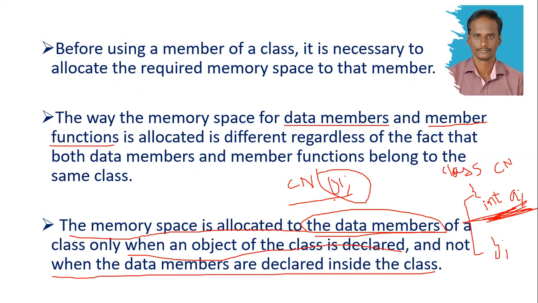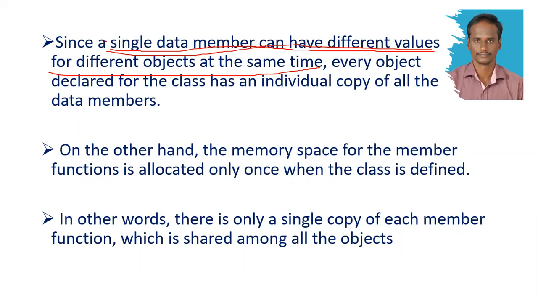Three different values it holds based on the object. That's the point here, right? Since a single data member can have different values for different objects at the same time, every object declared for the class has an individual copy of all the data members.